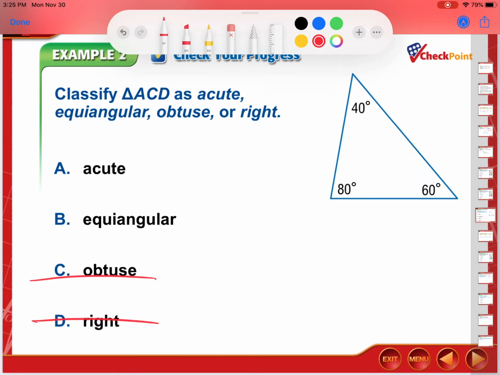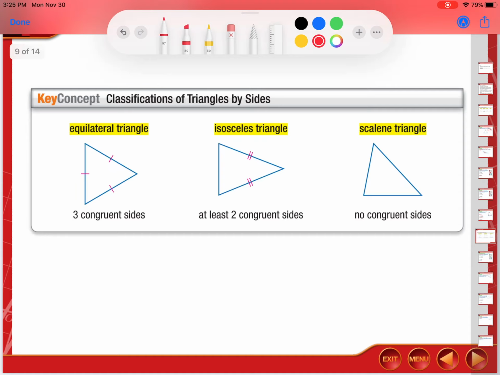Equiangular would mean 4. Triangles have 3 angles. Equiangular would be 3 60-degree angles. We do have one 60-degree angle, but we don't have 3. So it can't be equiangular, which leaves us with acute, which would mean all 3 of our angles would have to be less than 90 degrees. 40's less than 90, 80's less than 90, and 60's less than 90. So it is acute. And we have another happy classified triangle. Okay, so that was classifying triangles by angles.